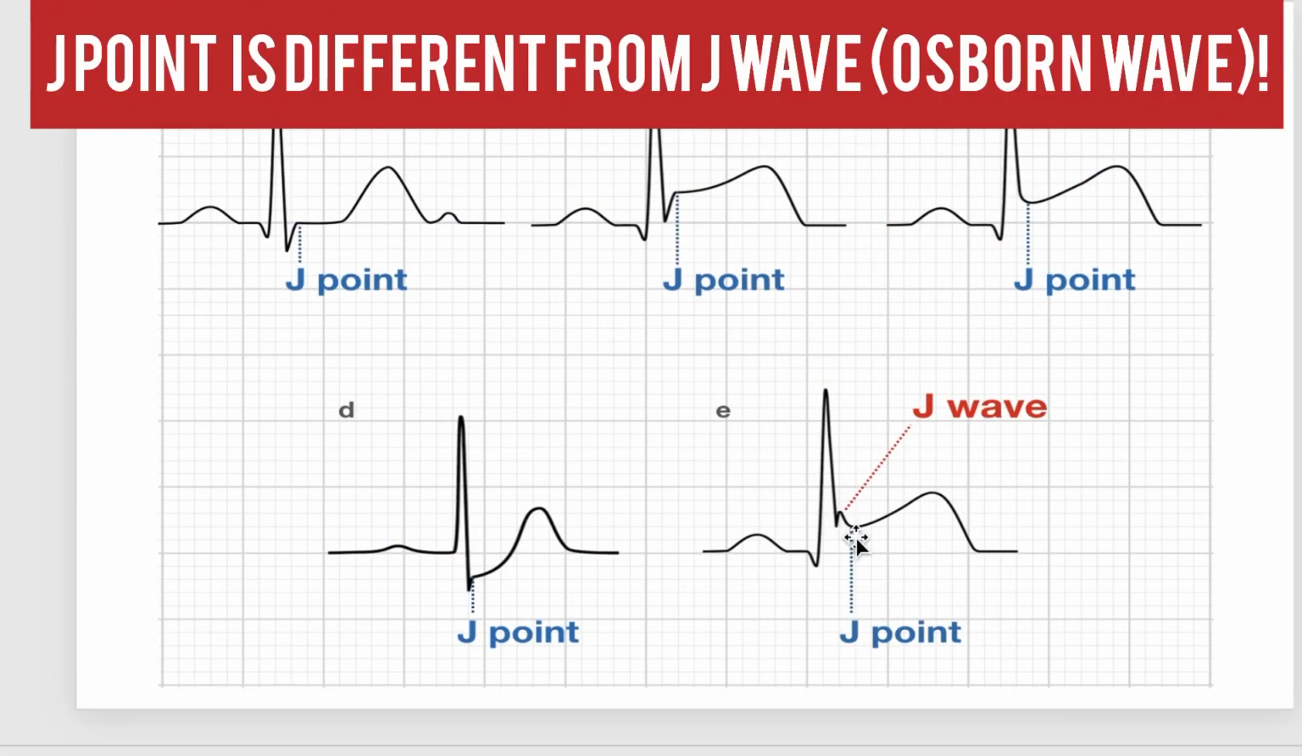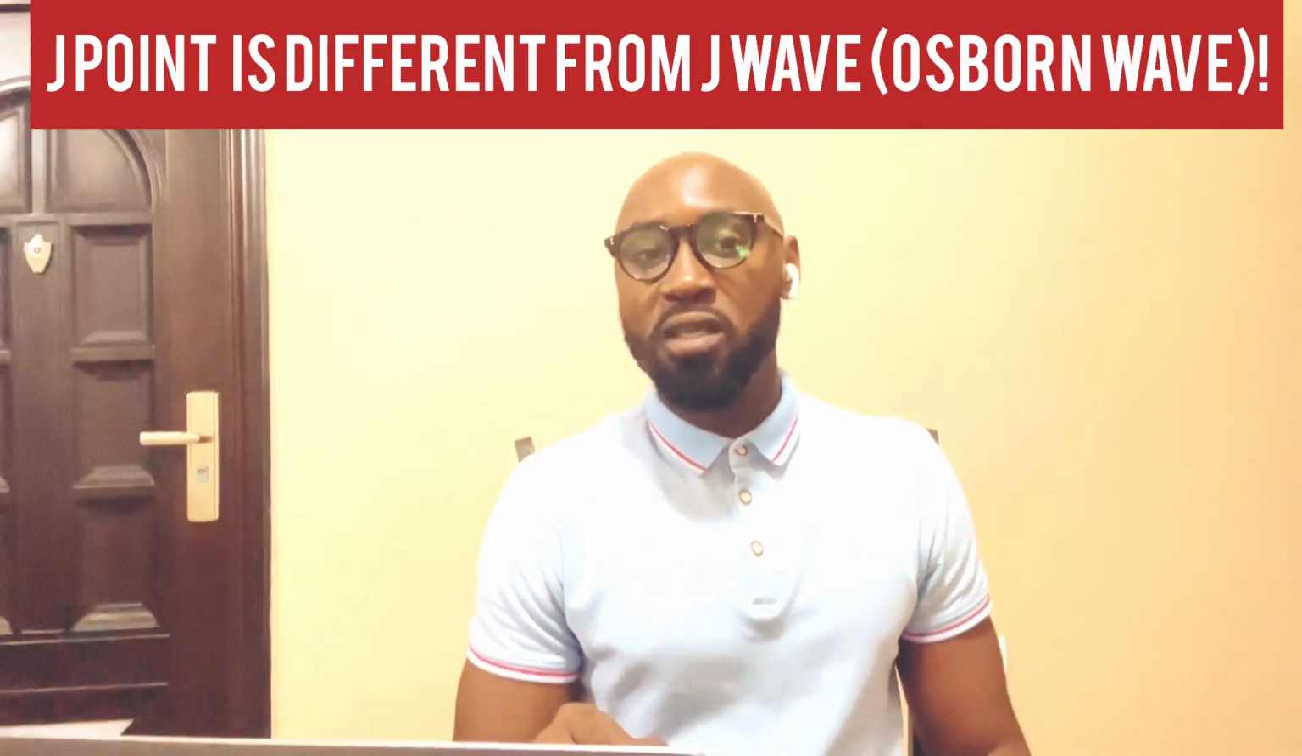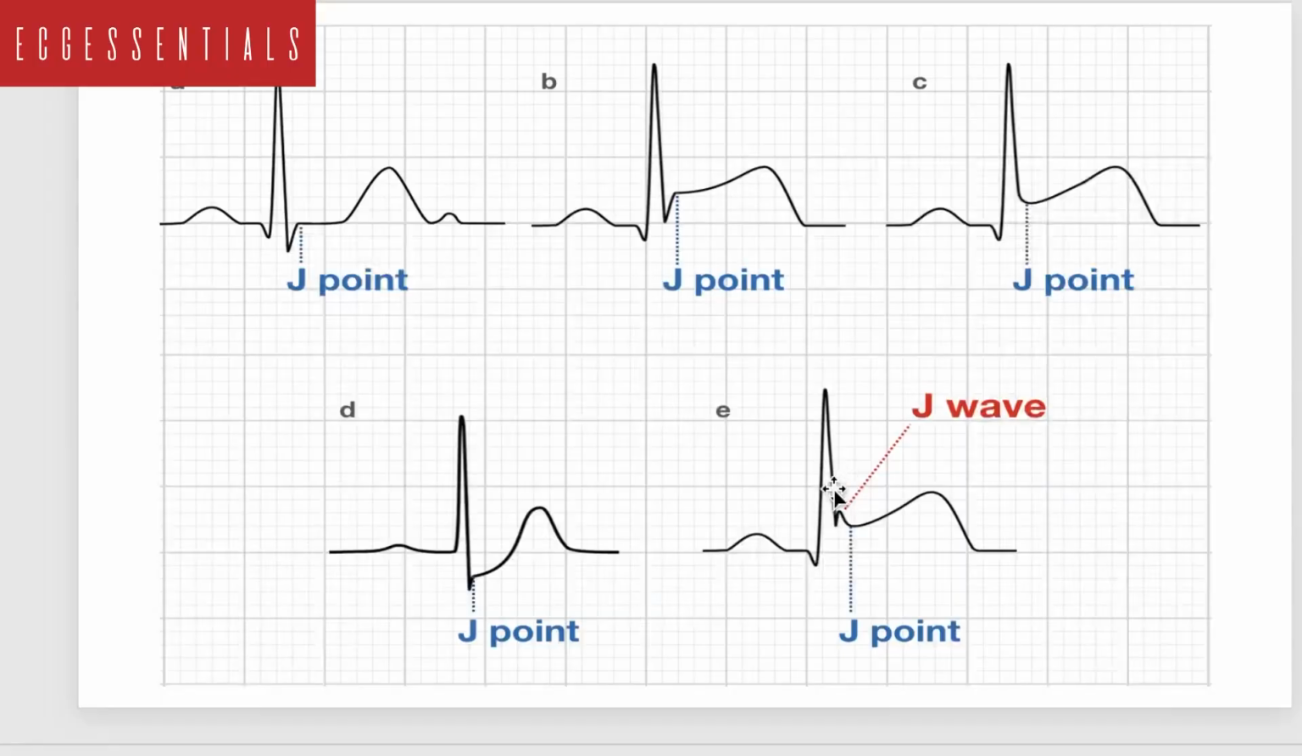We need to state here that the J wave is not the same as the J point. So we have just discussed the J point, but there is also the J wave, which is also called the Osborn wave. And the J wave is different from the J point. The J wave is actually a positive deflection prior to the J point. It's a rather uncommon waveform that may be important in cases like hypothermia, but it is not an everyday waveform that we see on the ECG. Only to clarify that the J point or the junction point is different from the J wave or the Osborn wave.